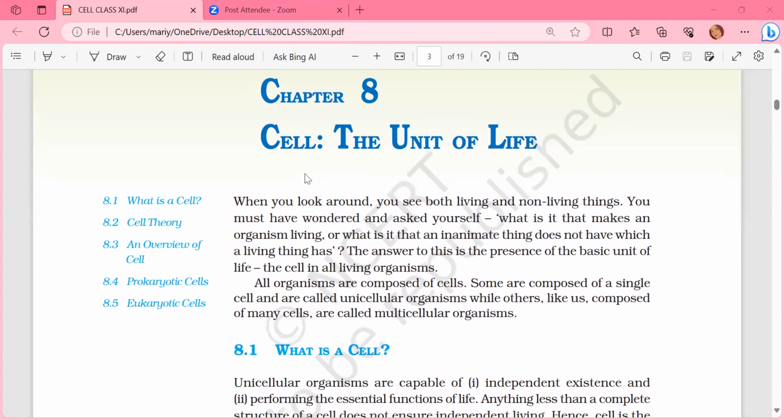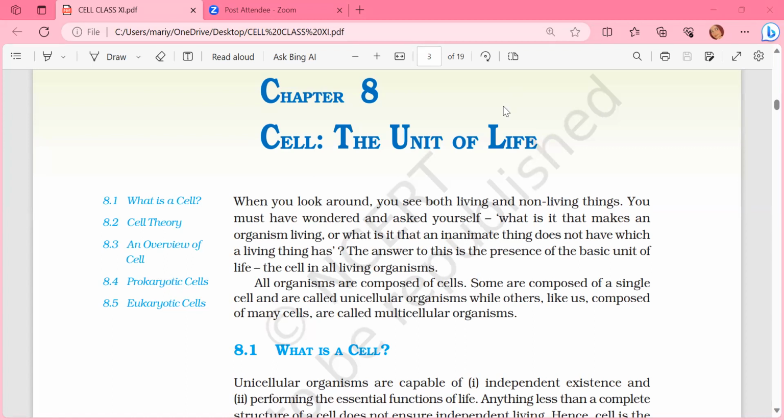Okay, so cell, everybody knows that cell is the basic unit of life, isn't it? Now on the basis of the cells, there are two types of animals or organisms in general. Do you know what are the two types of organisms? Okay, so on the basis of the number of cells present in the organisms, there are two types of organisms. One is unicellular organisms, and then there is multicellular organisms.